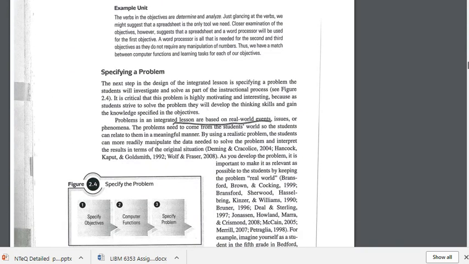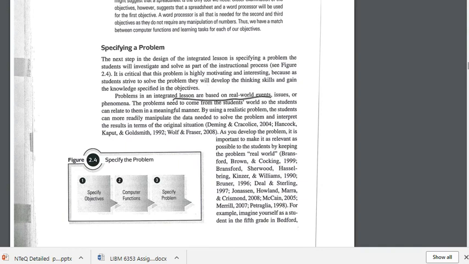So specifying the problem is our third piece in our process. The next step would be to specify the problem that the students will investigate and solve as part of the instructional process. It's critical that this problem is highly motivating and interesting, because as students strive to solve the problem, they'll develop the thinking skills and gain the knowledge specified in the objectives.